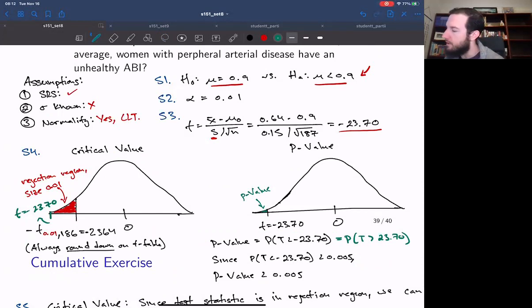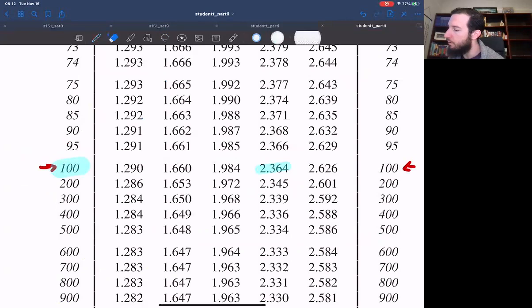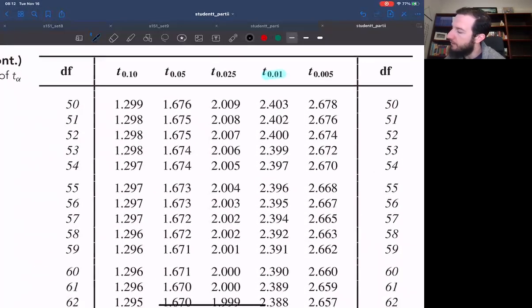So we go back to our t table. We're going to be working with 100 degrees of freedom again because we round down. We're going to treat this like an upper tail value because the curve is symmetric. So we scroll across the line and we can see that 23.7 is going to be greater than 2.626. Therefore, the area in the tail is going to be less than 0.005.